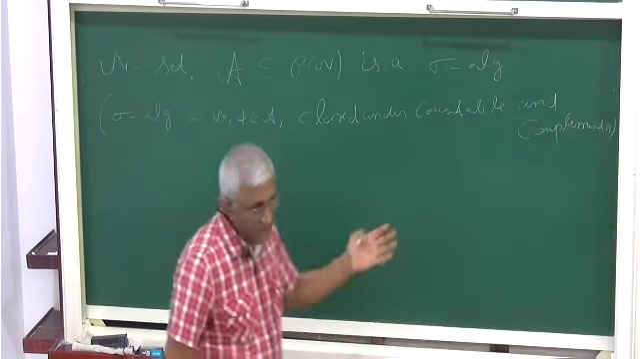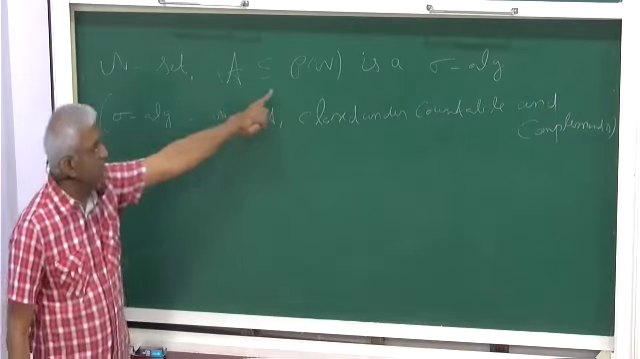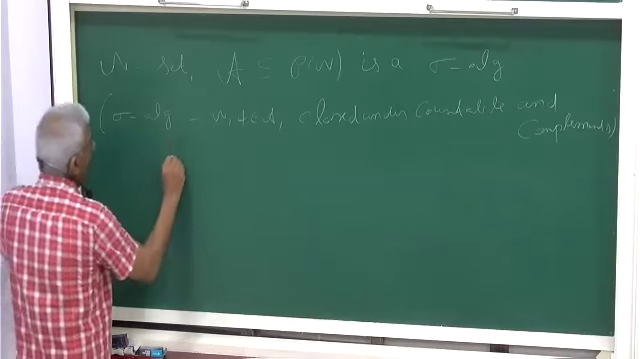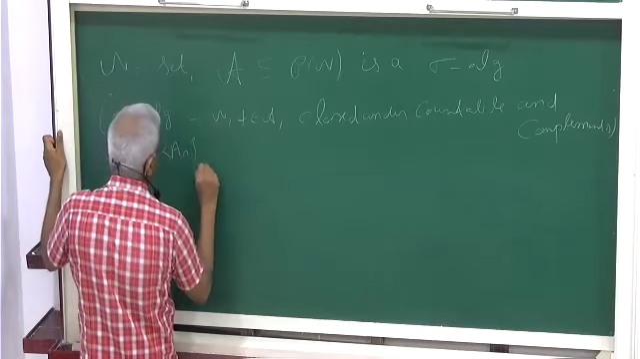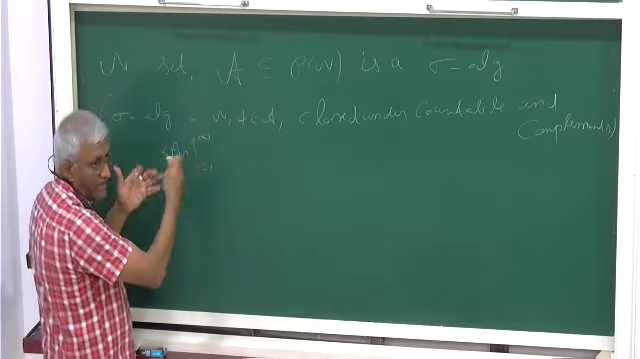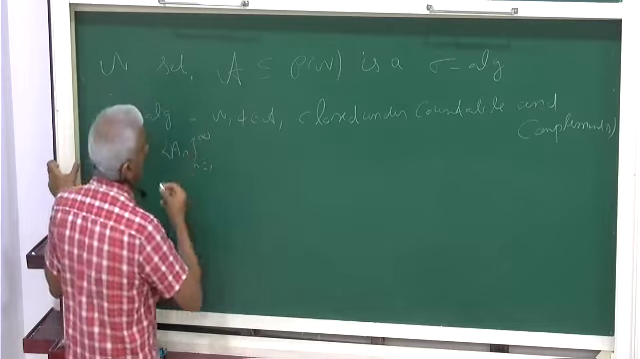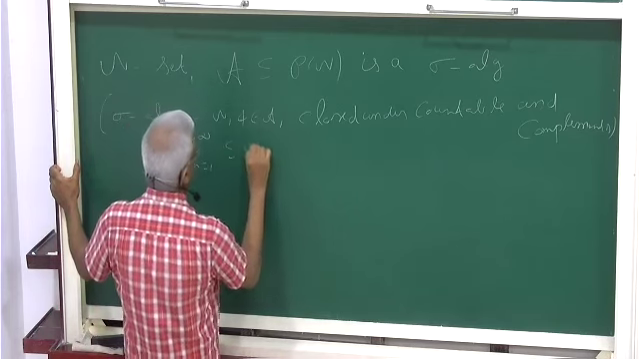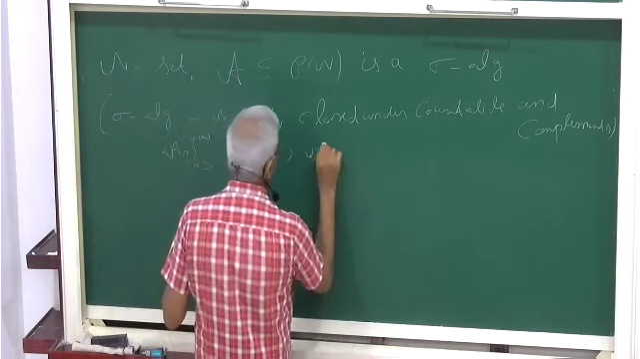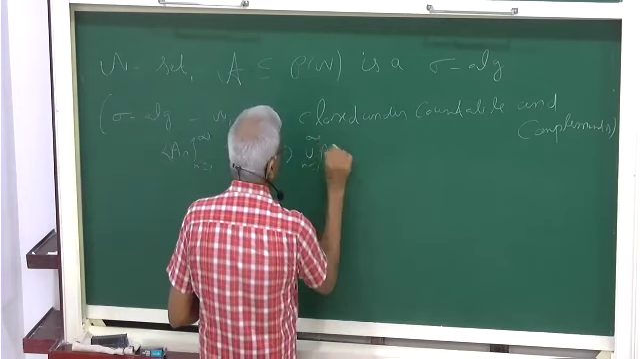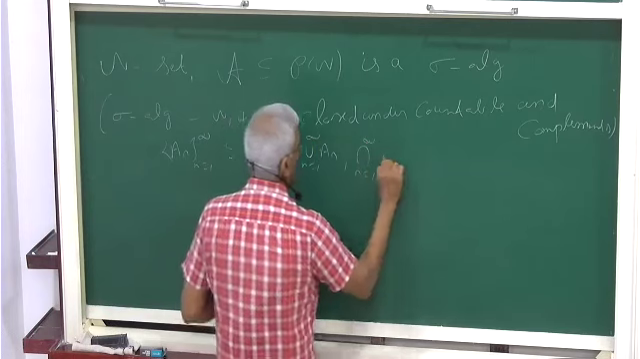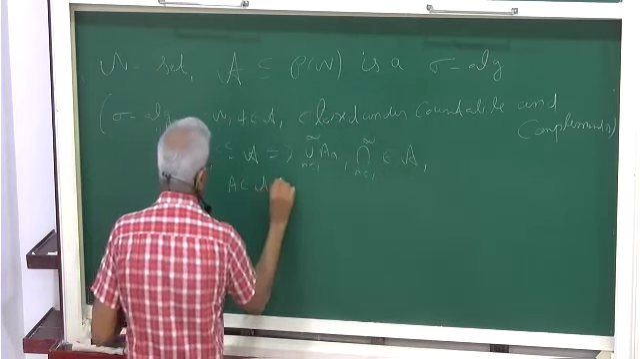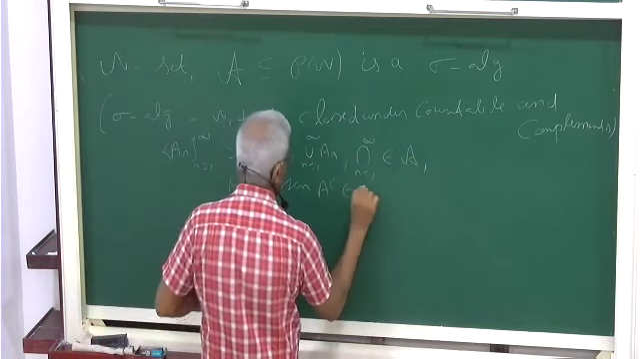It's a collection of sets in the power set which is closed under countable union. That is, if A_n, it can be finite, you can take the rest of the A_n as empty set, then it will be a finite collection contained in A, implies the union of A_n and the intersection of A_n are also in A. And if A is in A, then A complement is in A. This is what is called a sigma algebra.